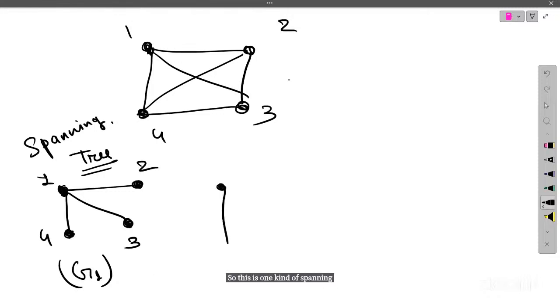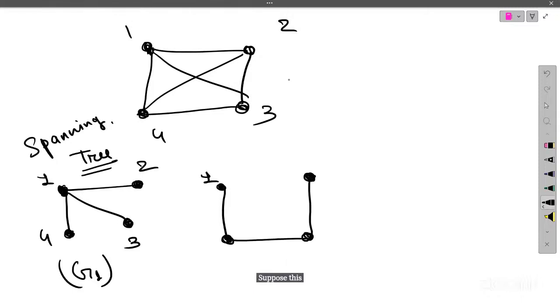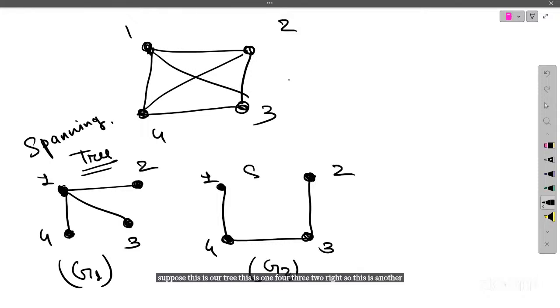But you can consider another kind of spanning tree with the same graph. Suppose this is our tree, with 1, 4, 3, 2. So this is another graph, G2. This is also a spanning tree.